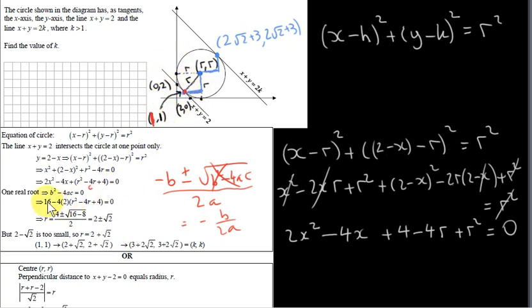We just want to exploit the fact that b squared minus 4ac must equal 0 for this to have only one solution. So we just force b squared minus 4ac equal to 0. For this quadratic equation, a is 2, b is minus 4, c is r squared minus 4r plus 4. So we just look at this here. This is b squared minus 4ac, and this gives us a quadratic equation in r.